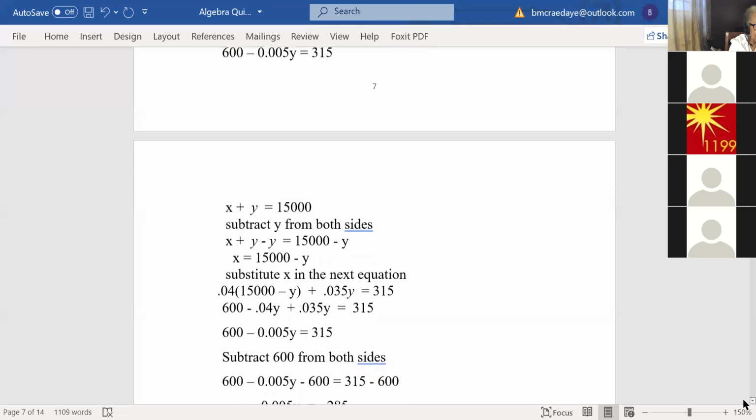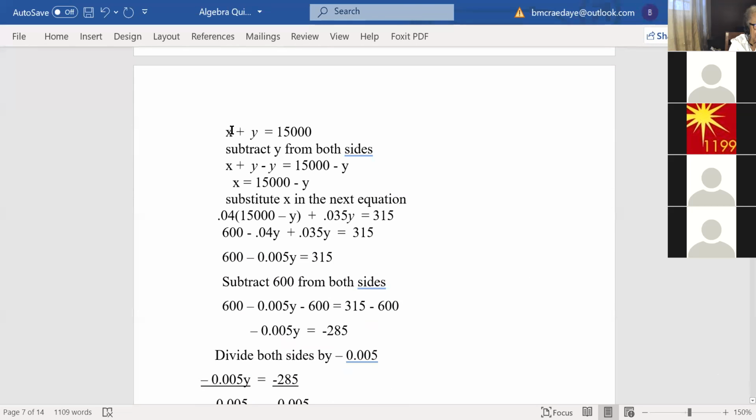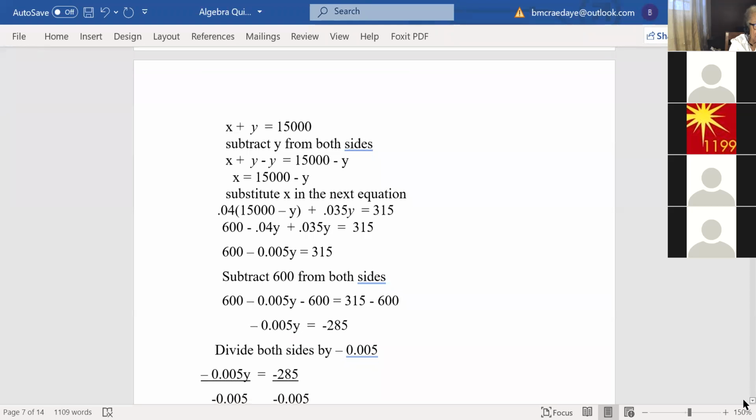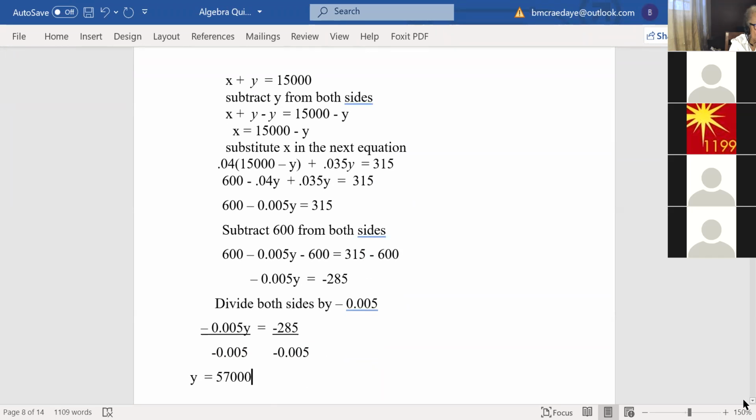Wait a minute, let me go back up to the top and see. Negative x minus 285, divided by 0.005, that's negative, so your answer is going to be positive. Now we know this is wrong because X and Y should add up to 15,000. So let's just see where our error is.